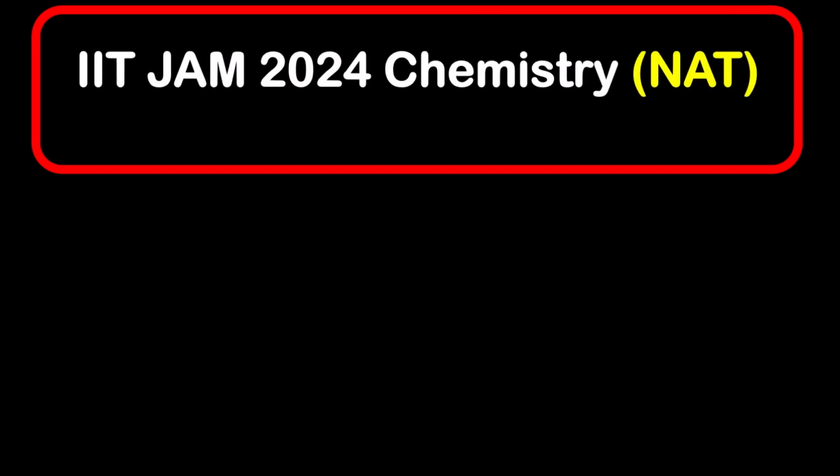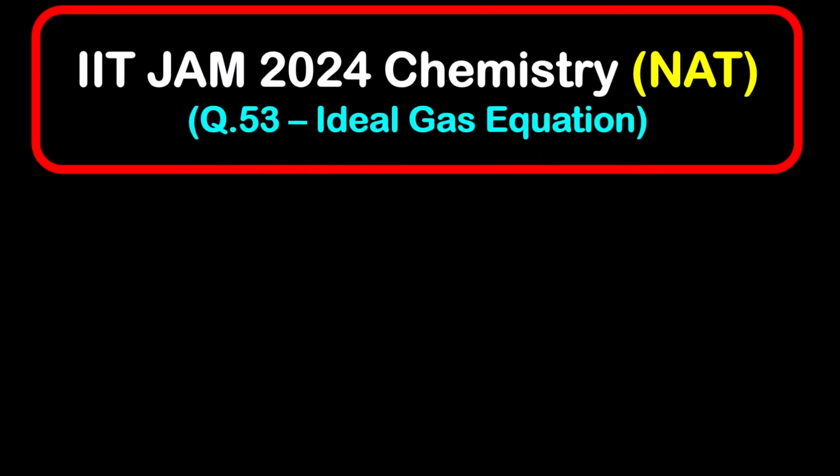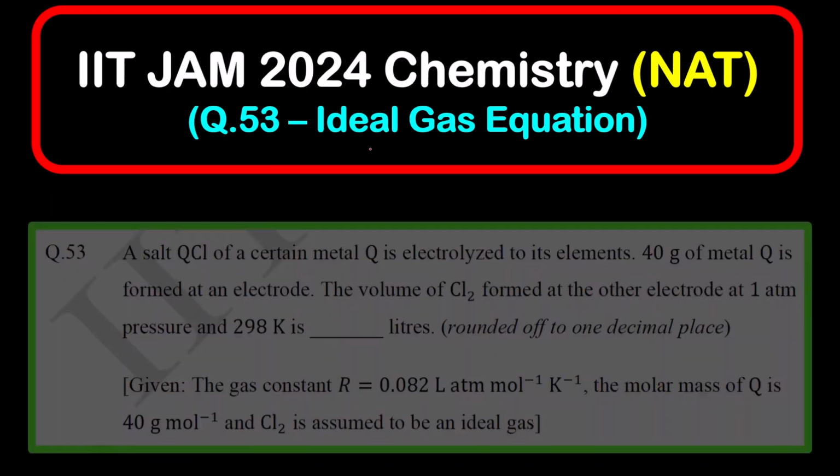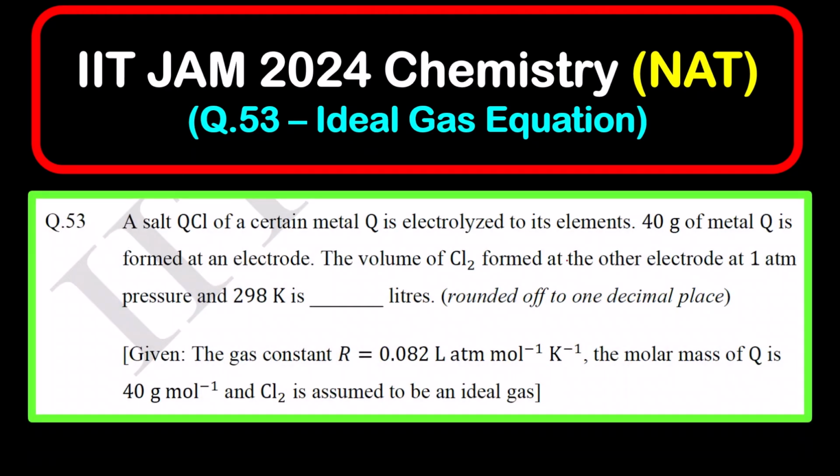So in this video, we are going to solve JAM 2024 chemistry remaining questions from the NAT, or numerical answer type questions. In this video, we will discuss question 53, which was asked based on two concepts. One is electrolysis, that is from electrochemistry, and another is the ideal gas equation, that is from gases. Okay, so let us first write down the given data.